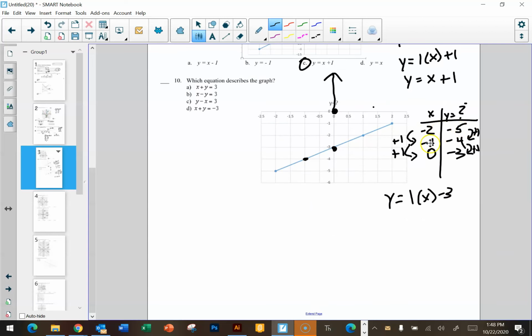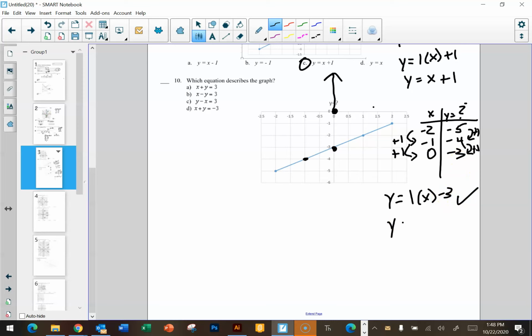Let's check the second point. If x is -1, then 1 times -1 is -1, and then -3 more equals -4. If x is 0, then 1 times 0 is 0, and 0 minus 3 is -3. So those all check out.